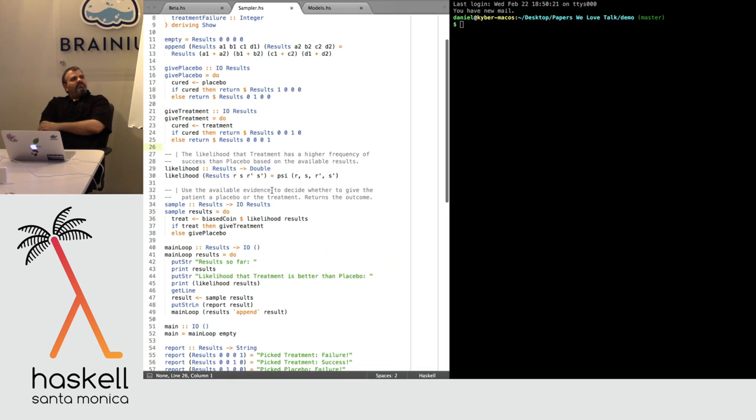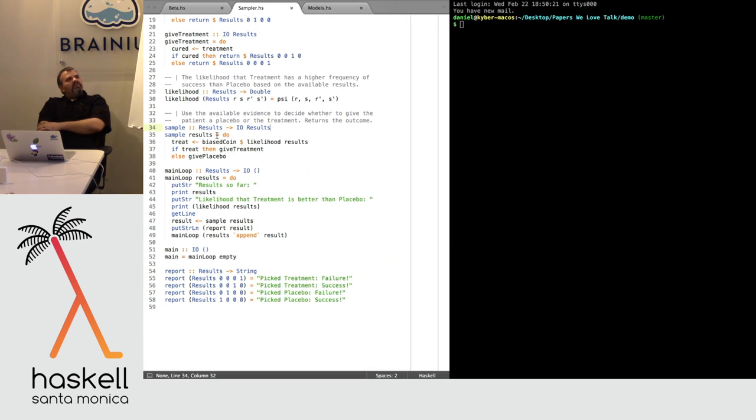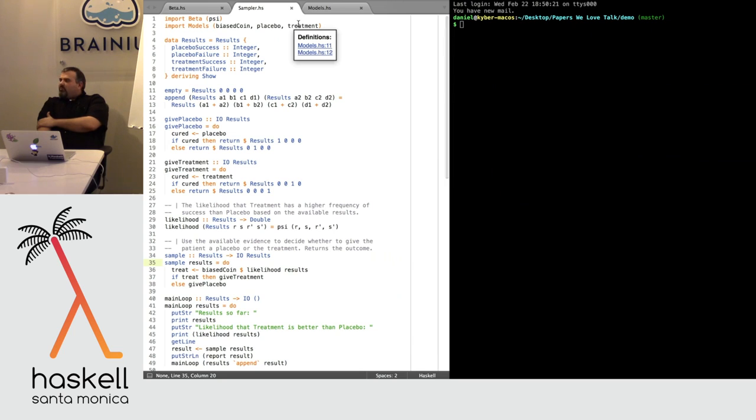Okay, likelihood simply takes our results and calls the psi function with those. Now sample is the interesting part here. Sample takes our results thus far and gives us a new result. To sample, we flip a biased coin. So biased coin, placebo and treatment are both implemented in terms of biased coin. We don't know what the bias is. But biased coin is like a function where we pass in a double between 0 and 1, and it's going to land heads with the probability that we passed in. So we pass in 0.9, it has a 90% chance of landing heads.